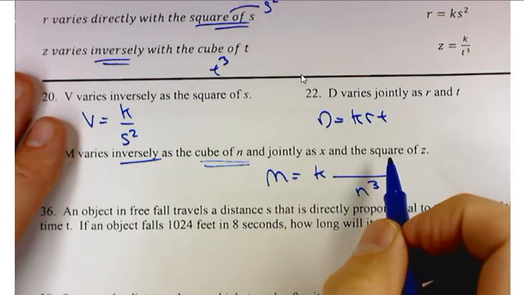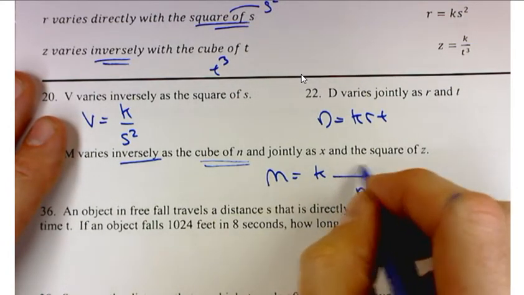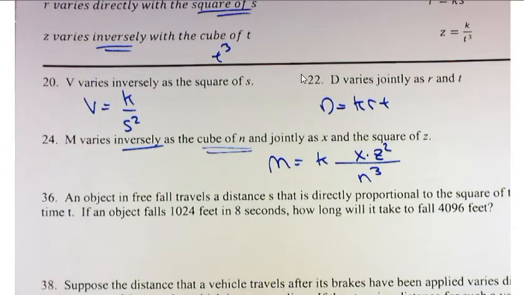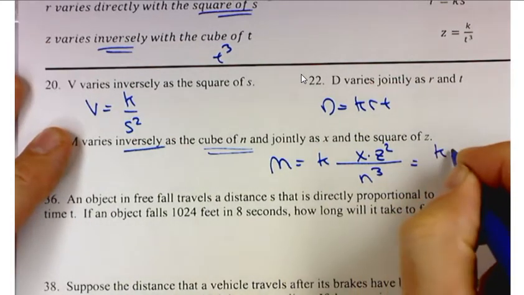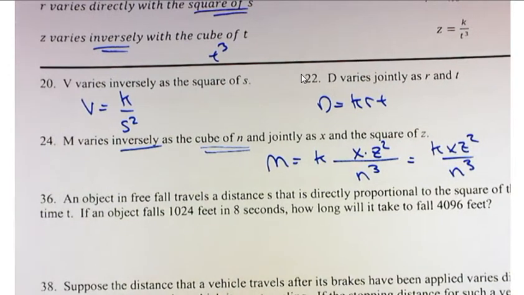So what's that numerator going to look like? Good. z is squared and x isn't. So k times x z squared over n cubed. You could also write that as kx z squared over n cubed like that. Either way is fine. The important thing is that you have just one k. There's only one constant for this. And that your model puts the n cubed in the denominator and the x and the z squared in the numerator.